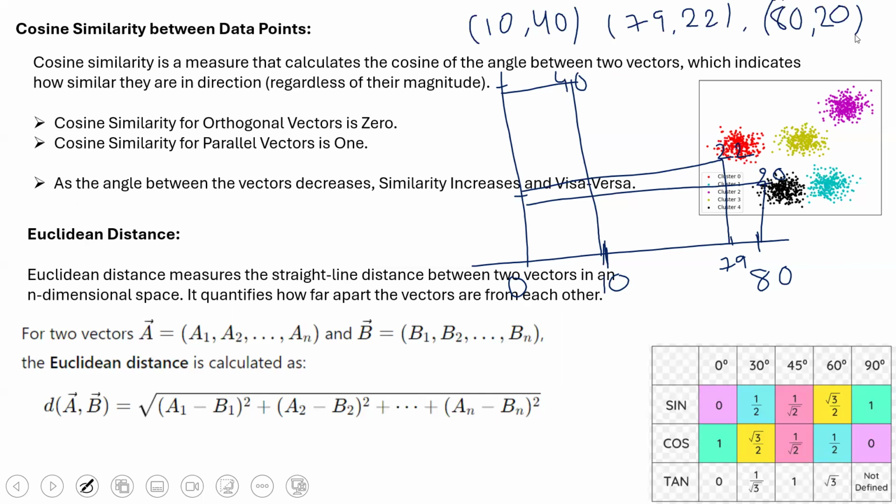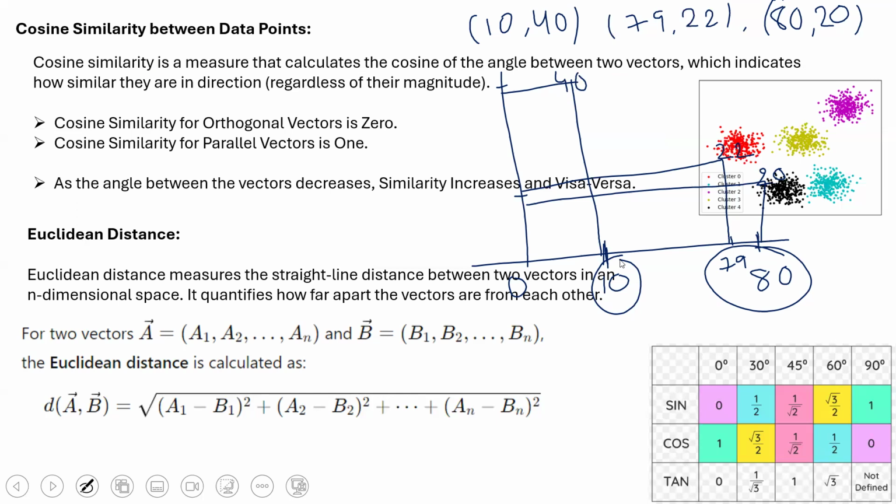By looking at this diagram, these two people are similar, right? 79 and 80 are similar, and 10 comes into a different zone. He's a child, they are old persons, right? By looking at that, can you determine that? Are you able to determine that? Yes. Now calculate the cosine similarity.